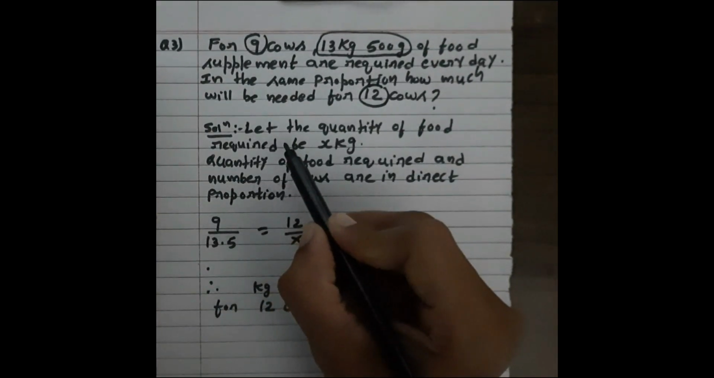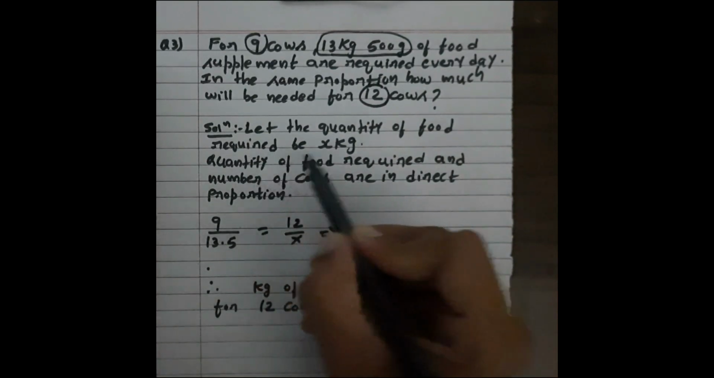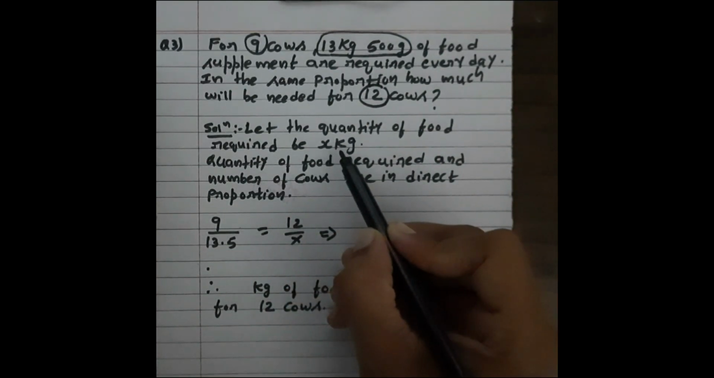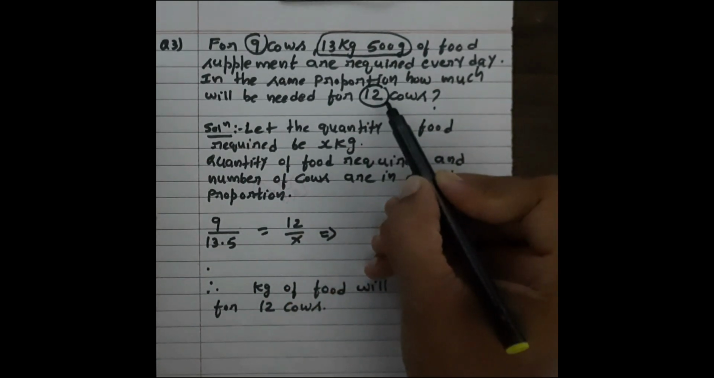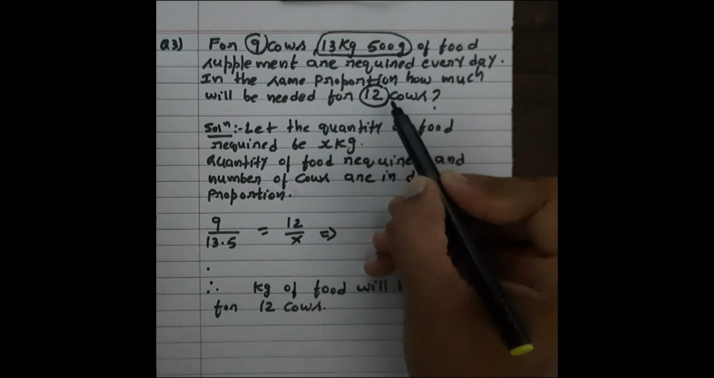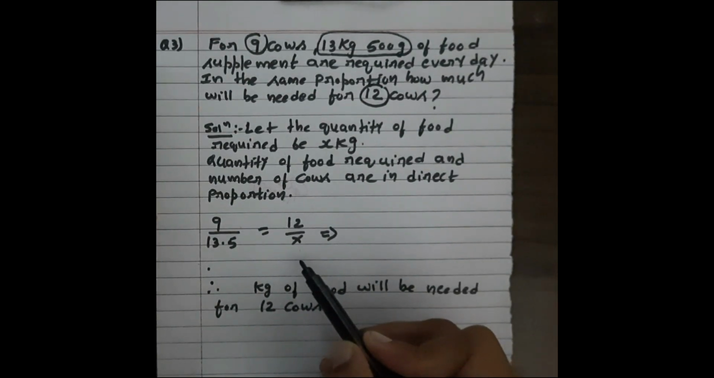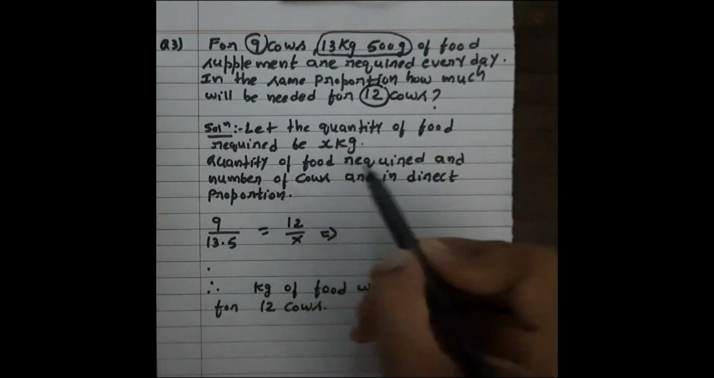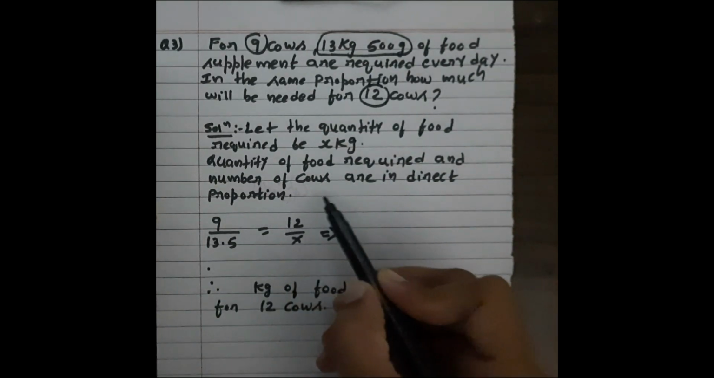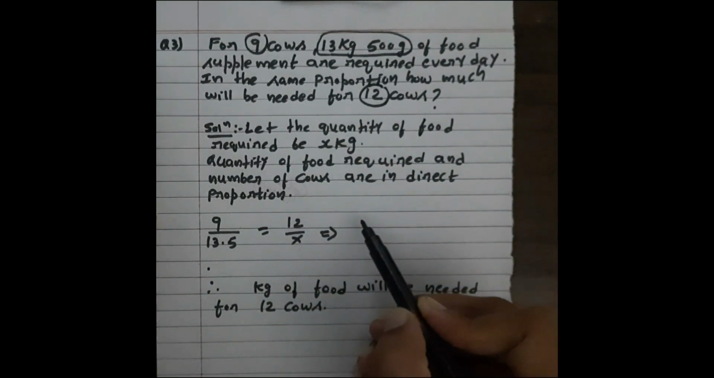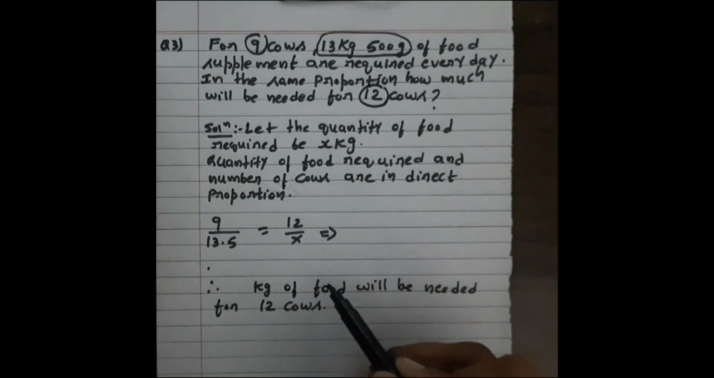So the solution I have written here. Quantity of food required be x kg. Means for 12 cows, how many kg of food is required, we don't know. That we have to find out. So I considered that as x over here. Okay. Next, quantity of food required and number of cows are in direct proportion. This meaning I will tell you.